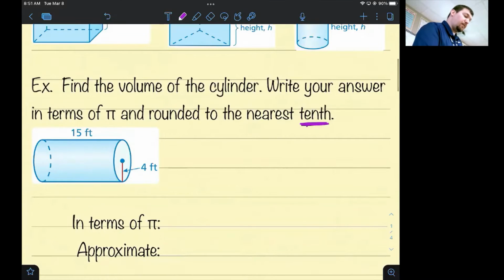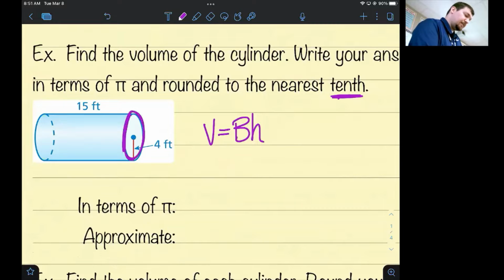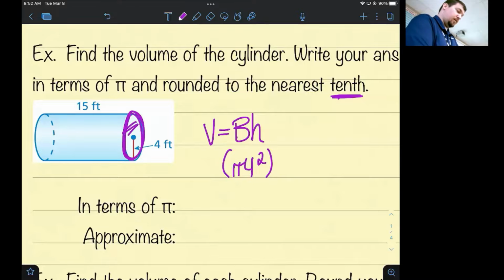So according to my volume formula, it's supposed to be as easy as just replacing capital B with pi r squared. Let's try that. This is my circle base. What's my radius of that circle? 4. Pi r squared. Pi times 4 squared. There's my capital B. There's the area of my base. What's the height of the cylinder? 15. The height doesn't always go up and down, but the height always will tell you how far it is from one base to the other base.